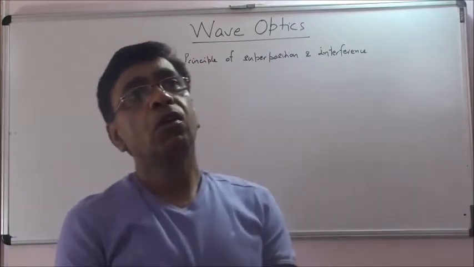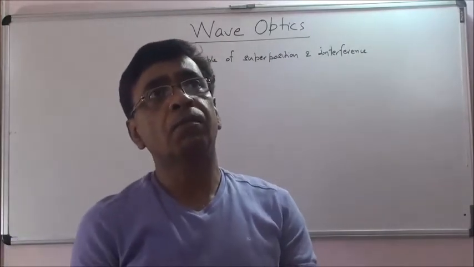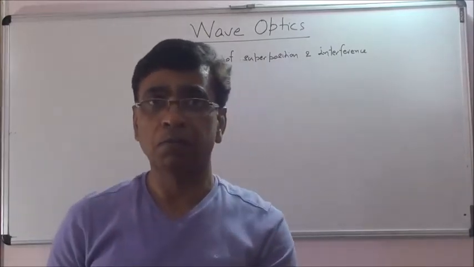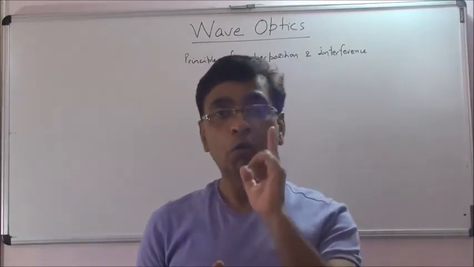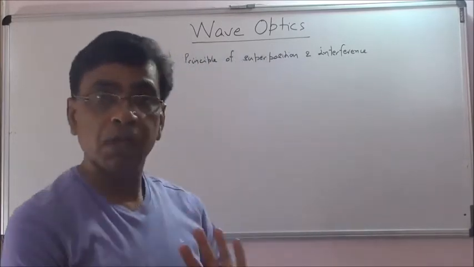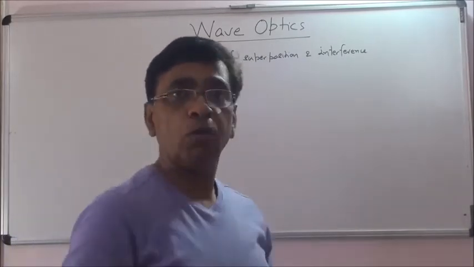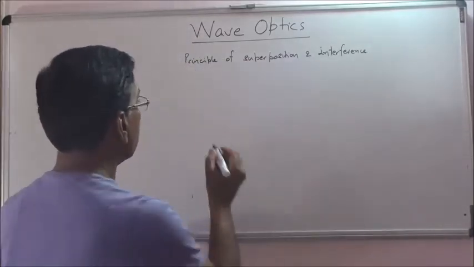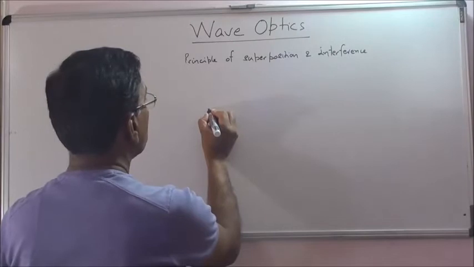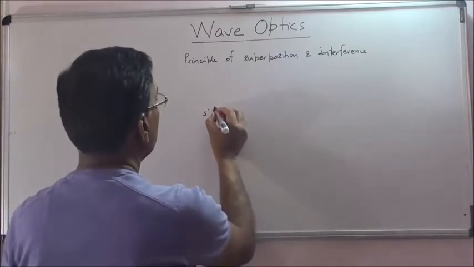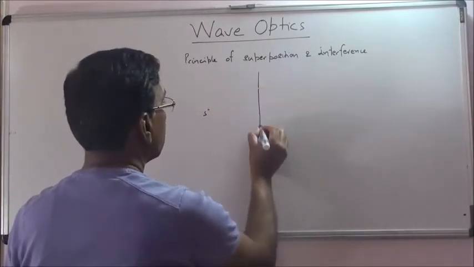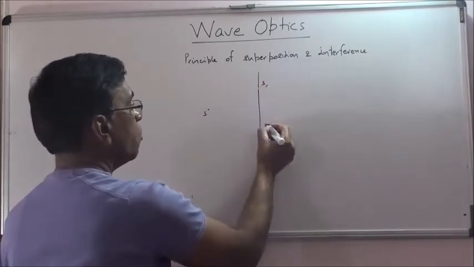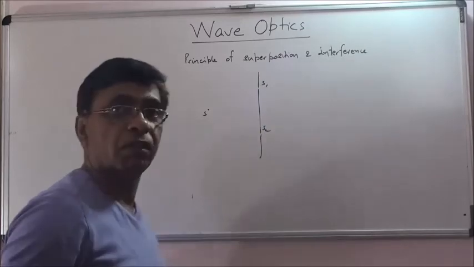There are two ways we can do it. We can divide the wavefront. Take a single monochromatic source, one source of light, and then divide its light into two parts. Either by dividing the wavefront, we can take one source of light and then get waves from S1, S2. Here it is the division of wavefront.